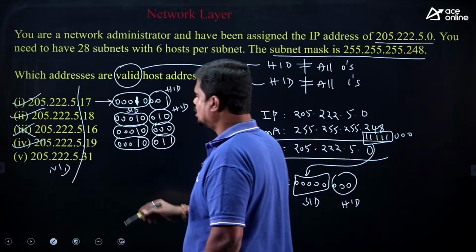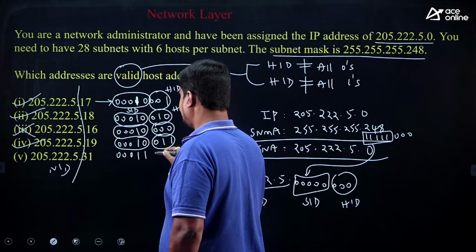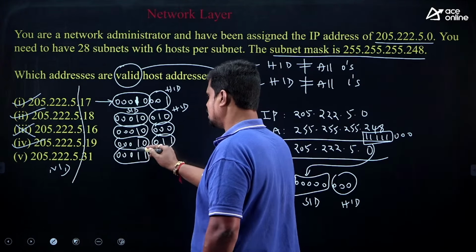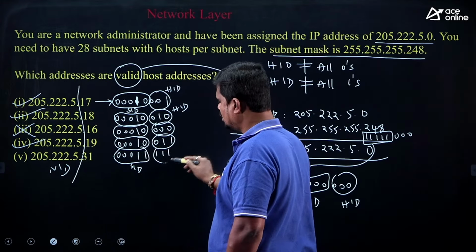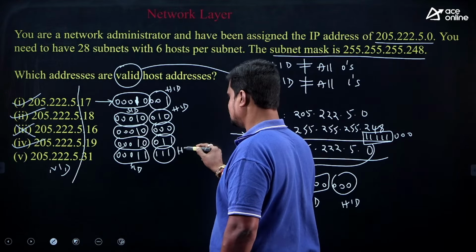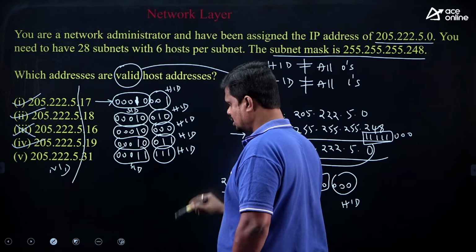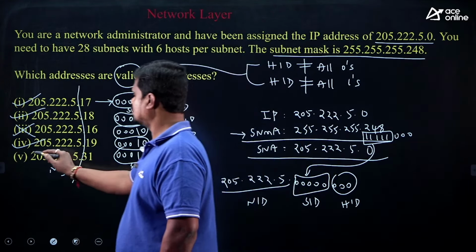Then coming to 31. So 000, and 5 times 1. This is your 31. If you see, the first 5 bits are your SID portion, the NID portion is already here. Now these last 3 bits belong to your HID portion. The HID portion contains all ones, which means this is also not valid.